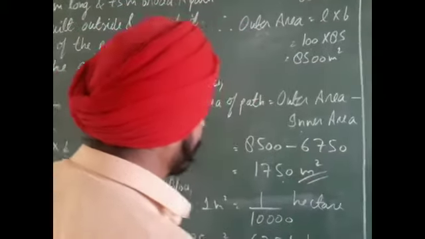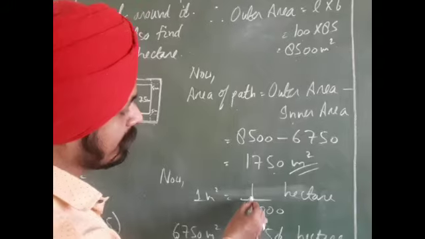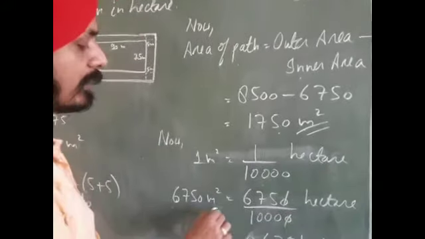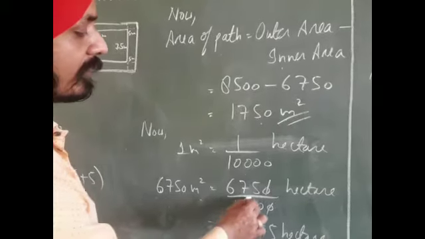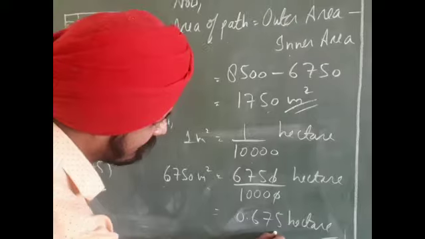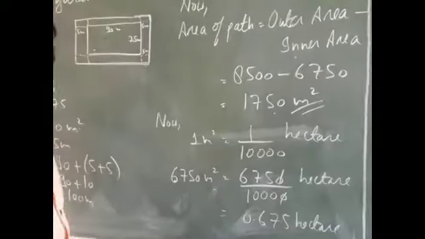You have to convert it in hectare. So 1 meter square is 1 upon 10,000 hectare. So 6750 meter square is equal to 6750 upon 10,000. Simplified, you will get 0.675 hectare.